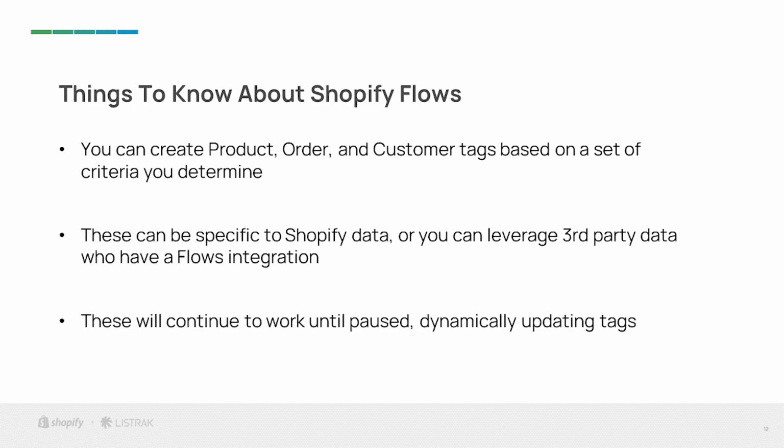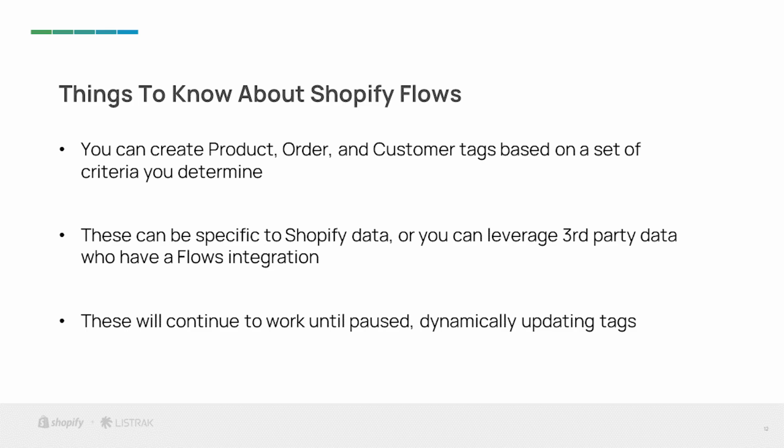The only other thing I would note in here is that these will continuously work until they're paused, and it is dynamically updating tags. We're going to talk about how you can create these. The also good note is you can clear tags. So say you had someone who was a VIP and then they downgraded, you can clear that tag as well. So those are both key components as we think about the fact you can only have 250 tags on a person, product, or order. We want to work on data hygiene and cleanliness as well. So we'll go into all of that today.